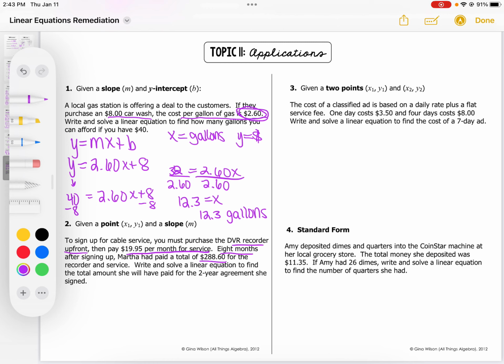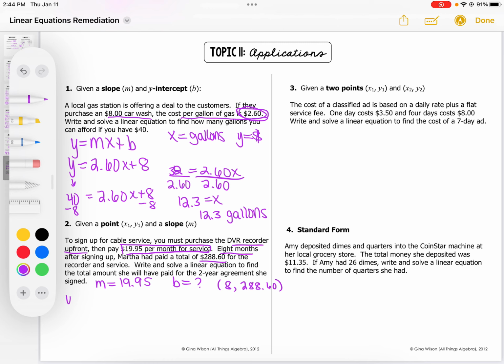So the first thing that I know is that we definitely have the slope. So slope is definitely $19.95. The B value, unknown. We don't know what the DVR actually costs up front, so that's unknown. They do tell us, though, a point. At 8 months, the service, with everything included, cost $288.60. So you have a choice. Since they give you the slope and a point, you can use point-slope form. If you don't like point-slope form, you can just create an equation in slope-intercept form with this information that they give you, which I kind of like that idea better.